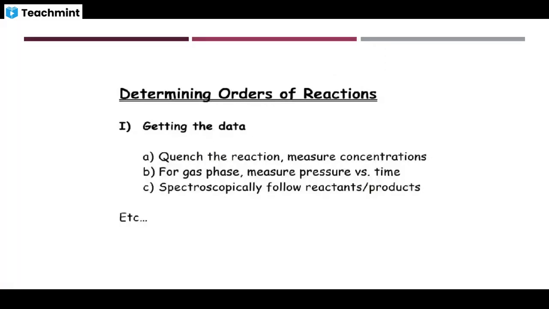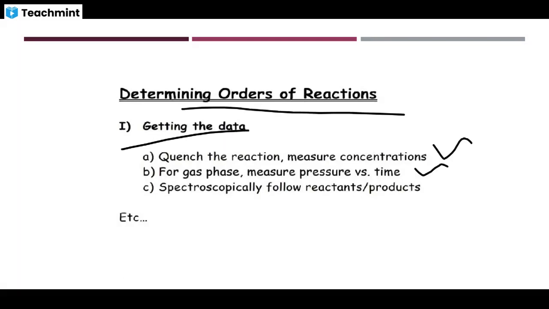Okay, determining order of reaction. How to determine the order of reaction experimentally? Getting the data first. Consider the reaction, measure the concentration, or for gas phase, measure pressure, measure time. Then spectroscopically follow the reactant or product concentration. The second method, analyze the data.